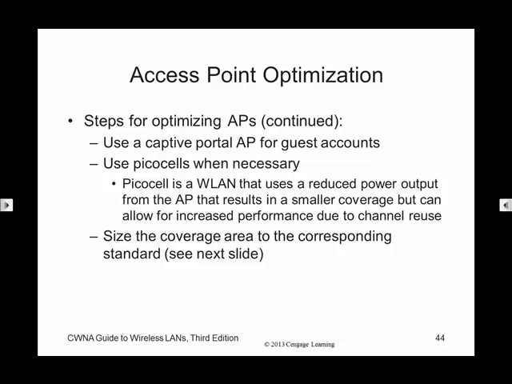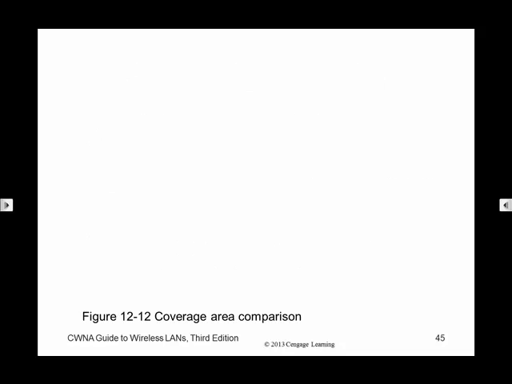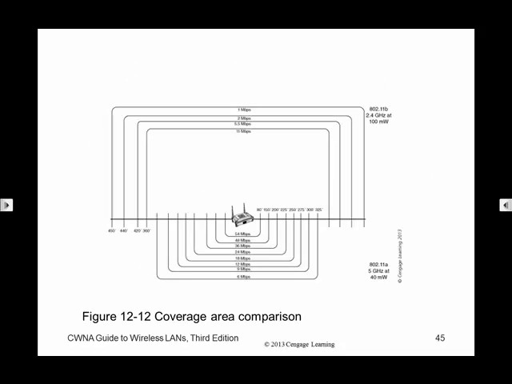Captive portal, you guys did that one, and picocells means that we're just reducing the power so that we're not sending it to everybody. And the apartment building might be a place where you want to reduce the power if you don't want everybody trying to get onto your wireless. Also, don't use the defaults and have your security configured. Those kinds of things.